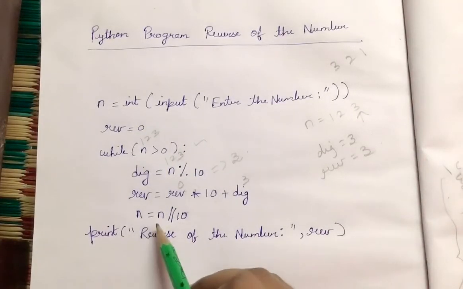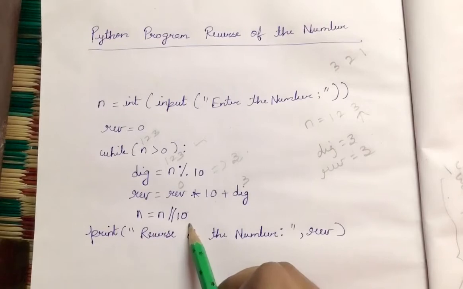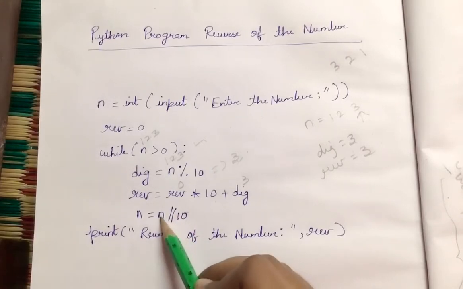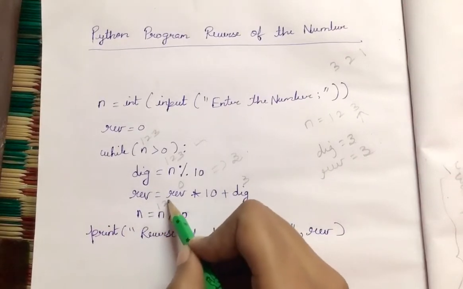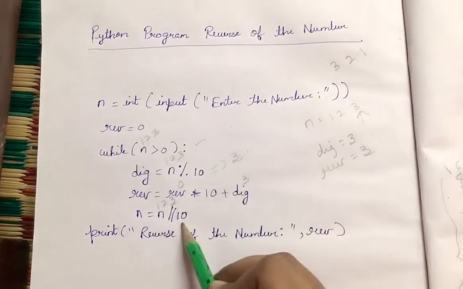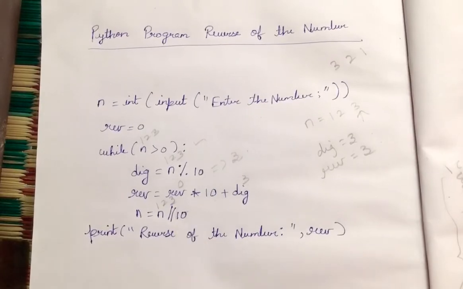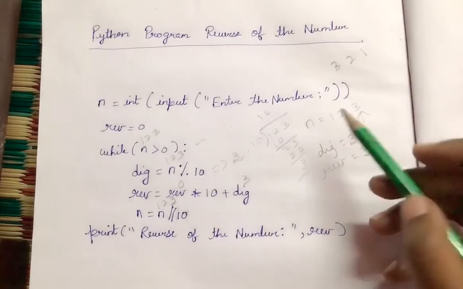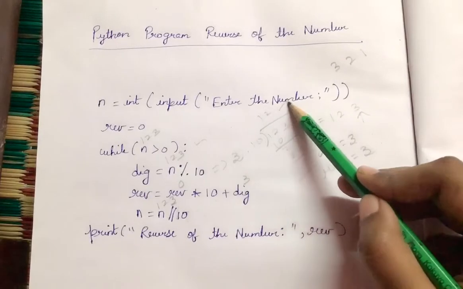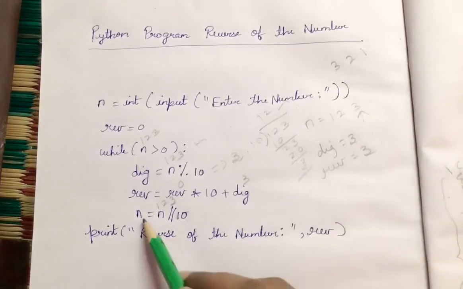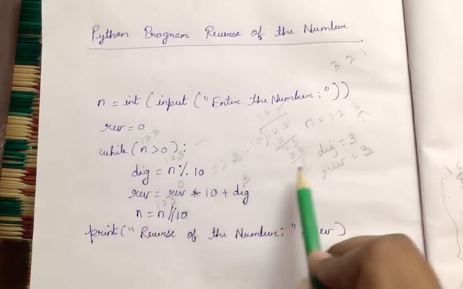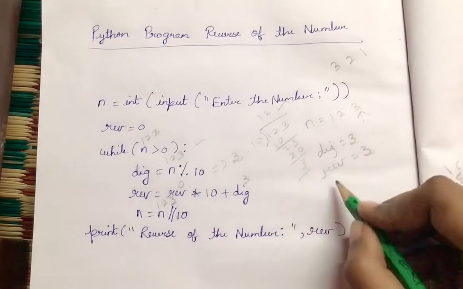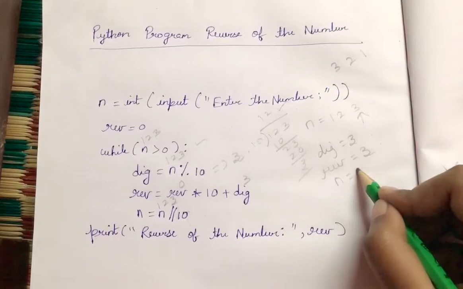Now n is equal to n divided by 10. The double slash means division. The n value is 123, and I am going to divide this. After dividing, I get the quotient value 12. So for division we always take the quotient value, and for modulo we take the remainder value. That is what we have done. So now the n value is updated to 12.